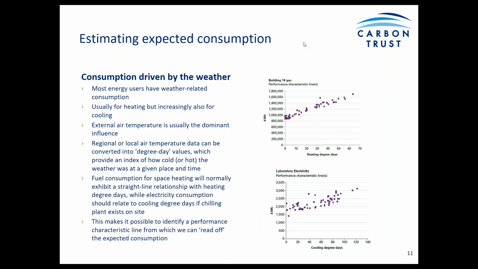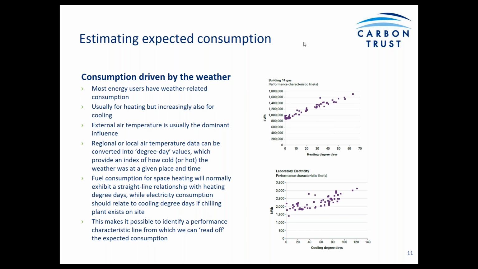So one of the key driving factors in relation to energy consumption, as we mentioned, is the weather. In the UK, this is normally for heating, but increasingly it can be for cooling as well. External air temperature is usually the dominant influence, and regional and local air temperature data can be converted into what are called degree day values. These provide an index of how cold or how hot the weather was at a given place and time.